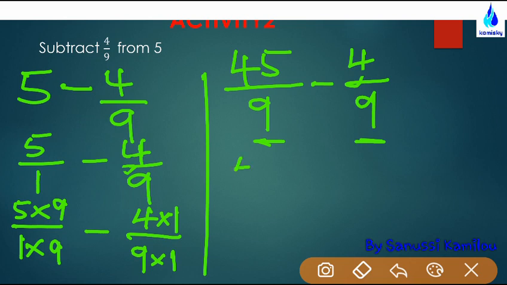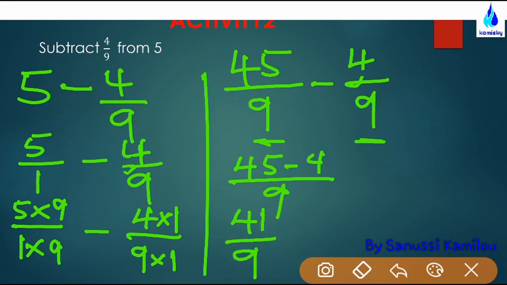So we'll do 45 minus 4. Because they are the same denominator, we just keep the denominator and continue our calculation. So from there, we will get 41 out of 9. This one is what we call improper fraction. You can't leave it like that. Anytime you finish your calculation and you are getting improper fraction, please, you have to simplify it or convert it back to what? Mixed fraction.